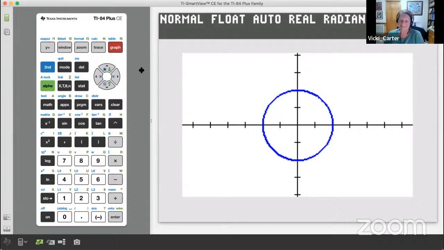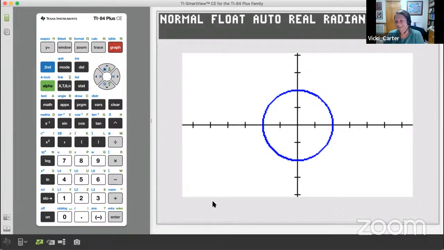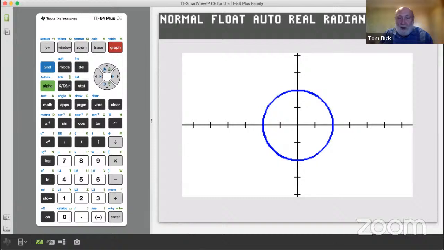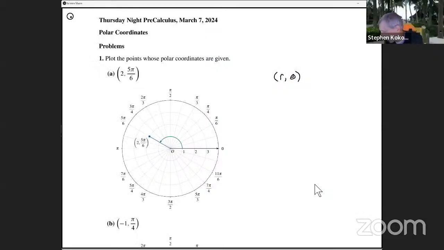All right. So I think what I'll do is stop the share and turn it back over to you, Steve. Thanks, Tom. That was cool. All right. So we've got some cool problems tonight that deal with polar coordinates. And I'm going to start out by simply trying to plot some of these points whose polar coordinates are given.